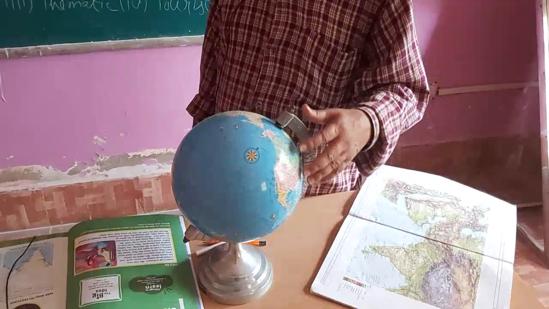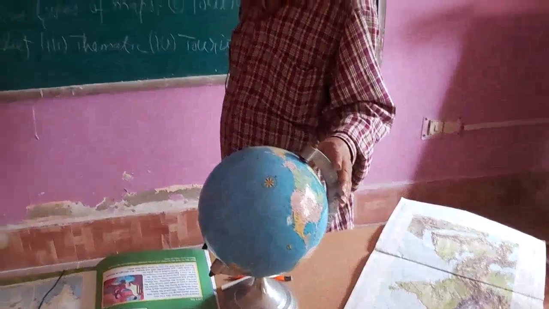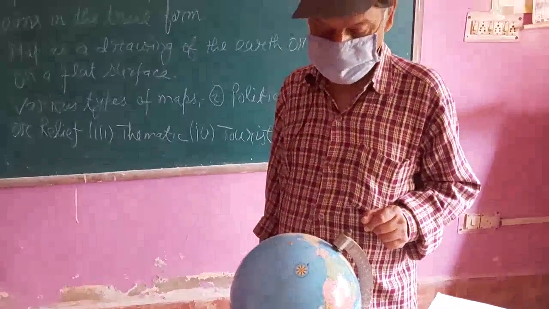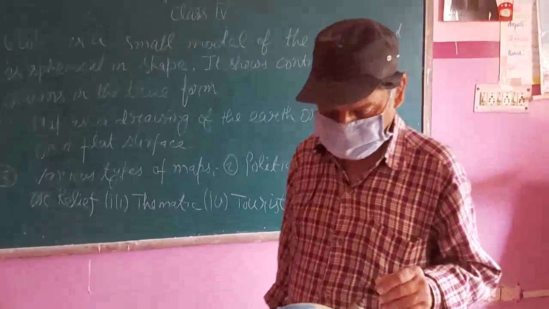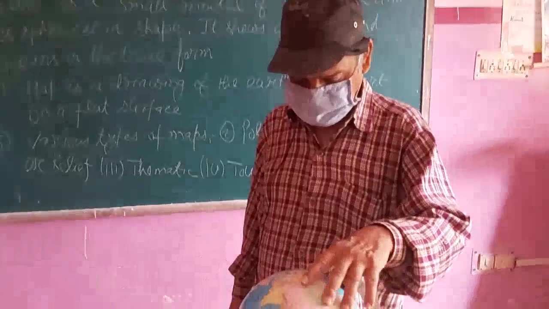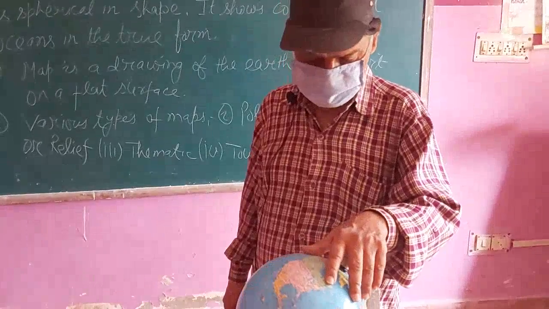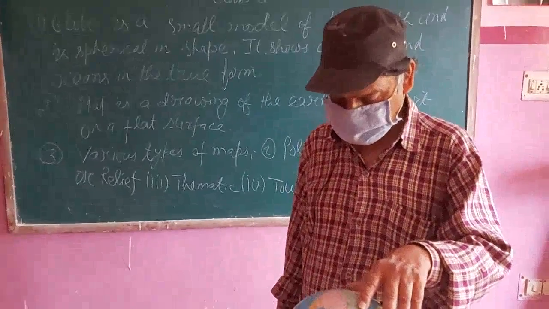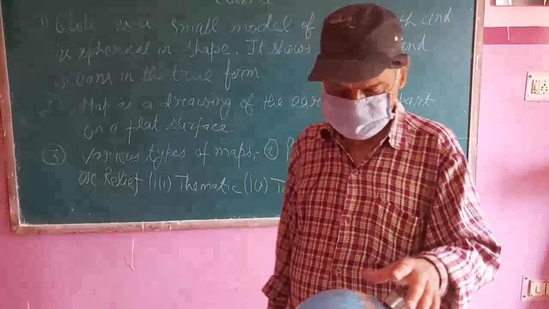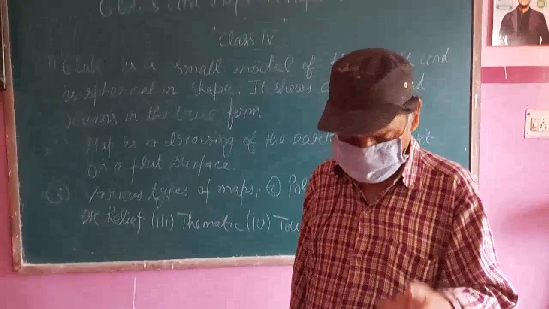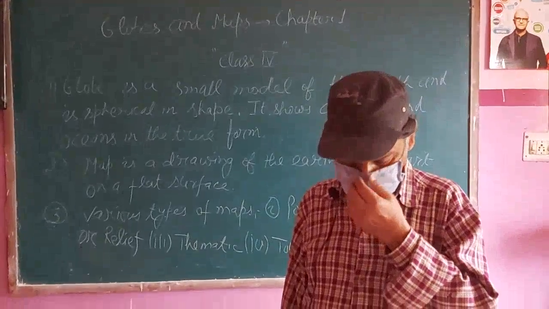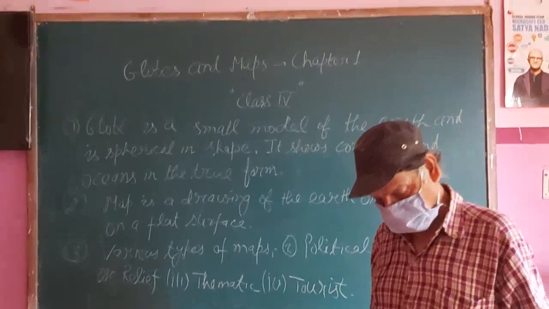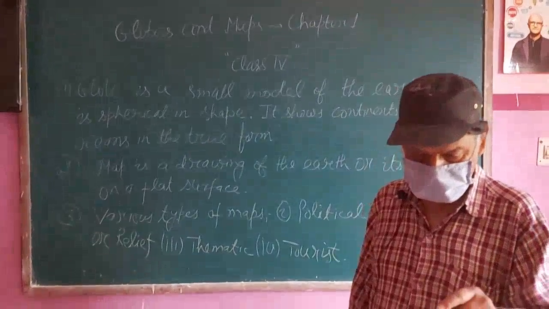So this represents the true form because it is spherical in shape. Spherical means round in shape. So you can say that it is in true form. It also considers the roundness of the earth, and roundness is truth. It tells you the true character of things.